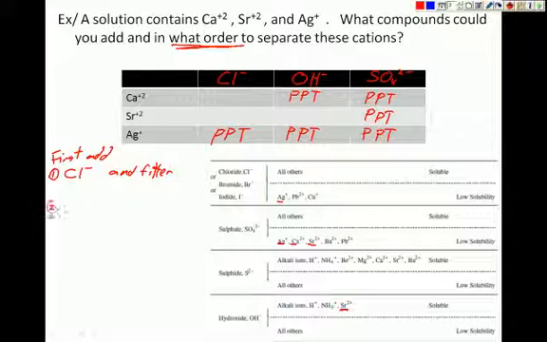The second one we do: now if we add the chloride ions, we precipitate out the silver, and all that is left in our solution is calcium and Sr2+. And so the second thing that we add is hydroxide, because we can separate these two by adding hydroxide, and that'll precipitate out our calcium. So then second, add OH minus, and filter, of course.